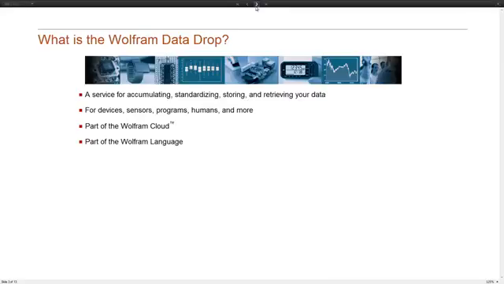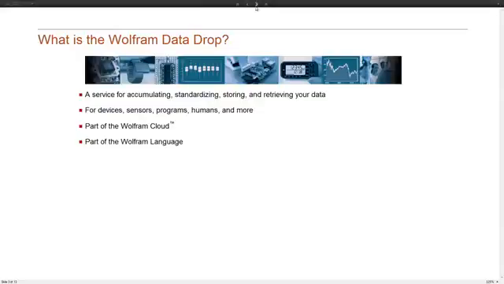Like I said, Data Drop is a service for aggregating data, but it doesn't just aggregate data. It also standardizes it and gets it into WDF. So you can get all of your entities as entities, dates as dates, geolocations as Wolfram geolocations, and quantities as physical quantity objects. It standardizes the data into the format that allows you to do all of our great analysis with it.